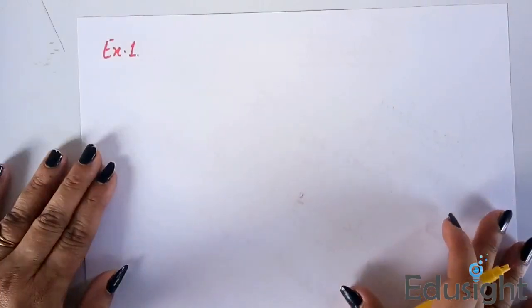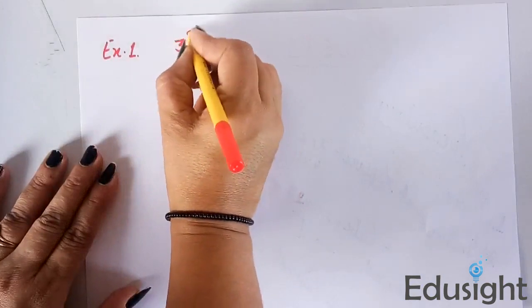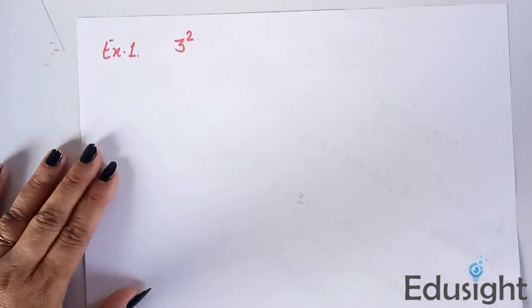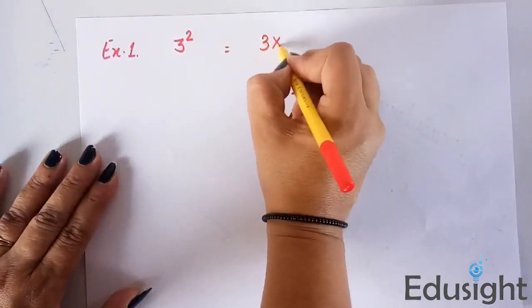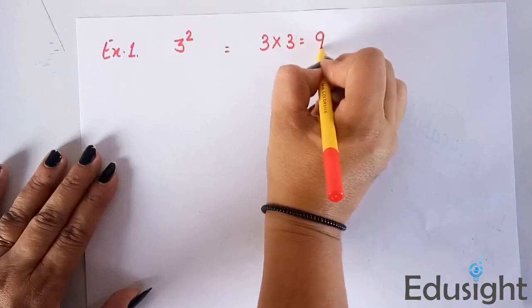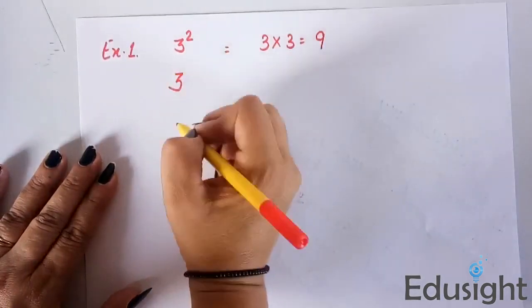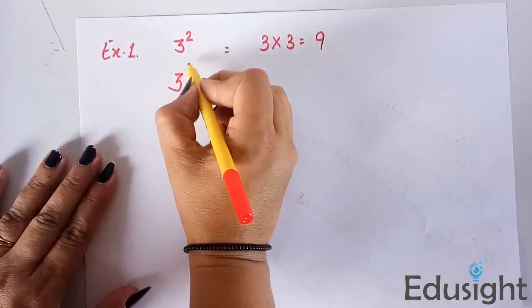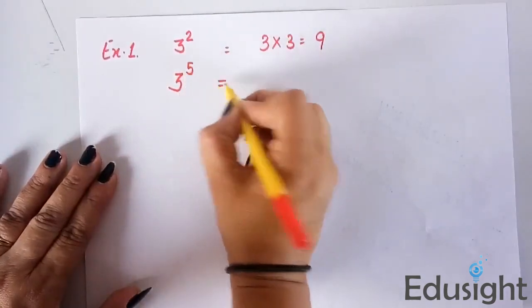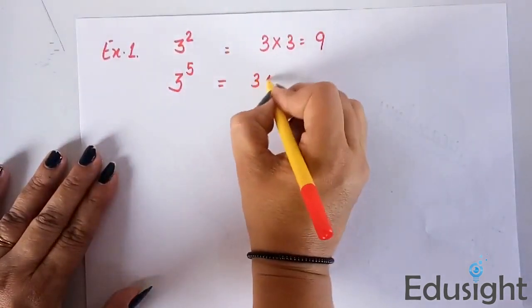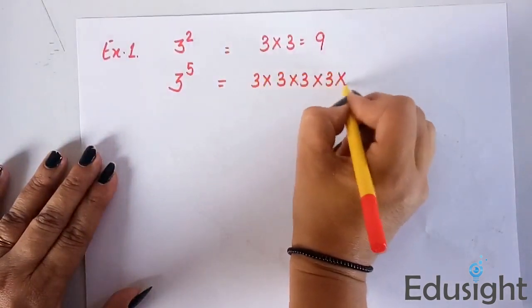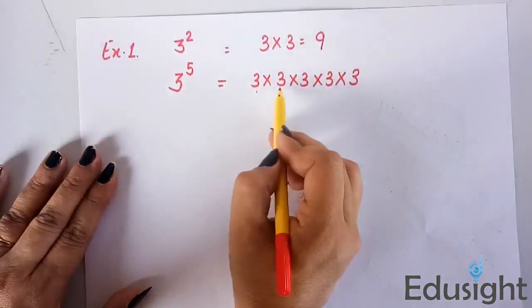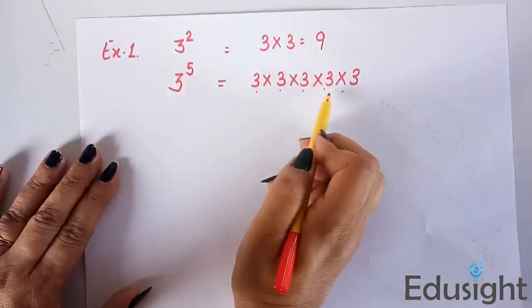Now I'll explain this concept with the help of some examples. So look here. Find the value of each power. 3 square, that means 3 multiplied by 3 is equal to 9. In the same way, if they ask you to find 3 raised to power 5, here we can write 3 multiplied by 3 multiplied by 3 multiplied by 3 multiplied by 3. That means 1, 2, 3, 4, 5, 5 times 3 we have written.